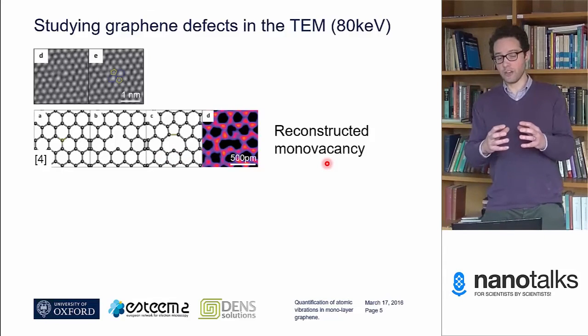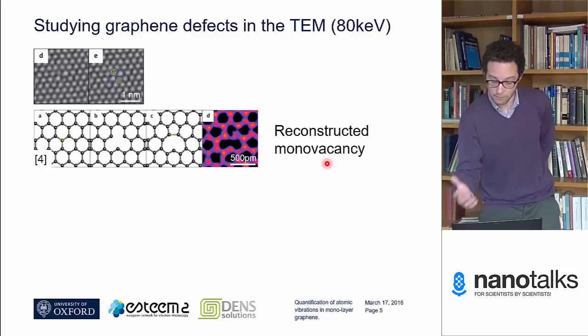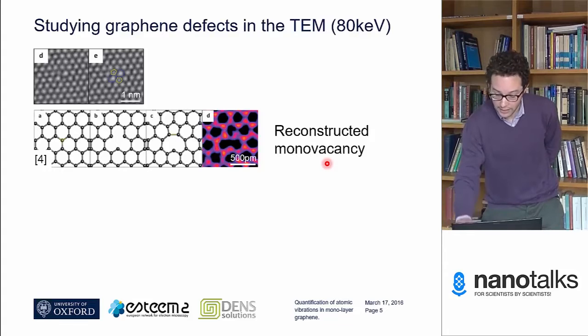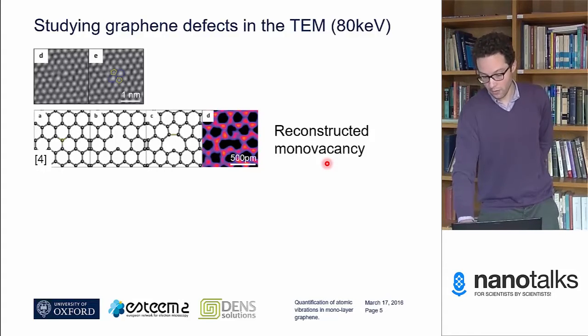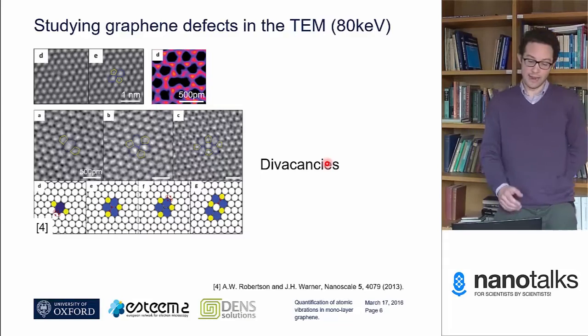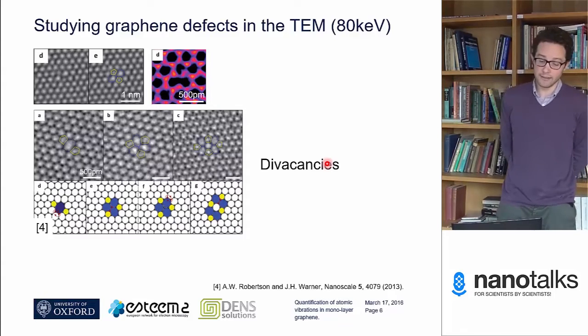and a change in bond lengths around this particular defect. So the reconstructed monovacancy is the simplest defect that we encounter which involves mass loss from the graphene lattice. We can then go up, we pop two atoms out of the graphene lattice, then we create divacancies.